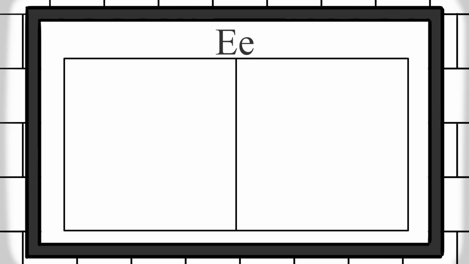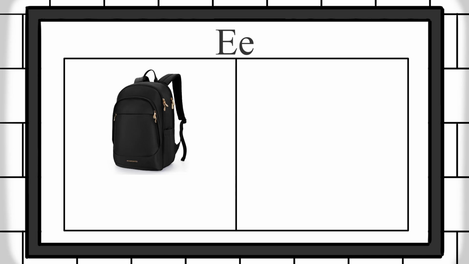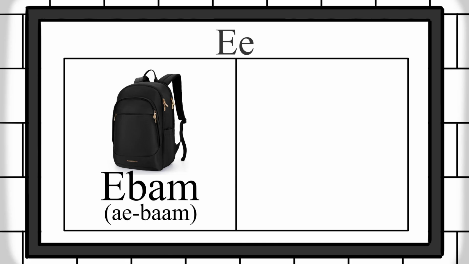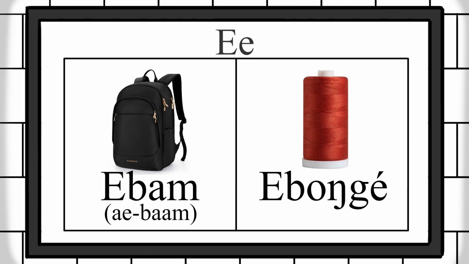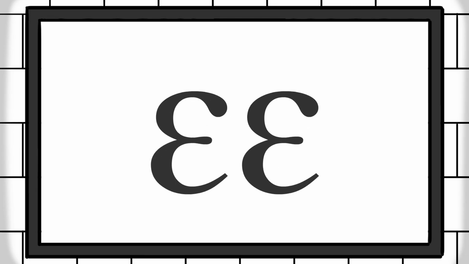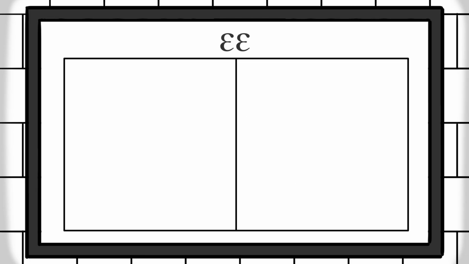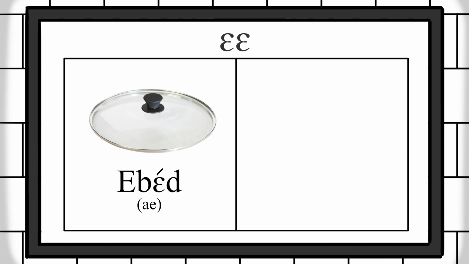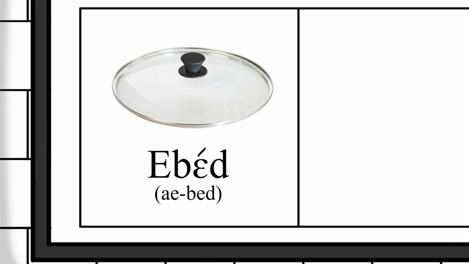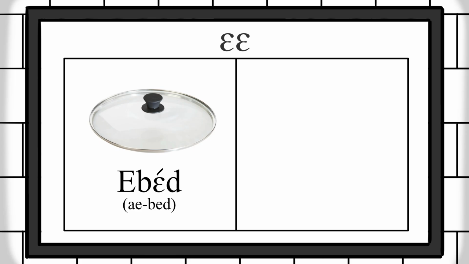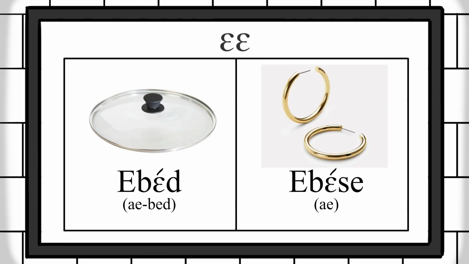Next up is E, with the first example being a bag or a backpack, which is pronounced ebam, ebam. And then there's thread, which is pronounced ebung, ebung. Up next is a rather weird one. The first example being used here is a lid for a pot, which is pronounced ebed, ebed. Almost like saying a bed, but not. And then the second example is earrings, which is pronounced ebese, ebese.